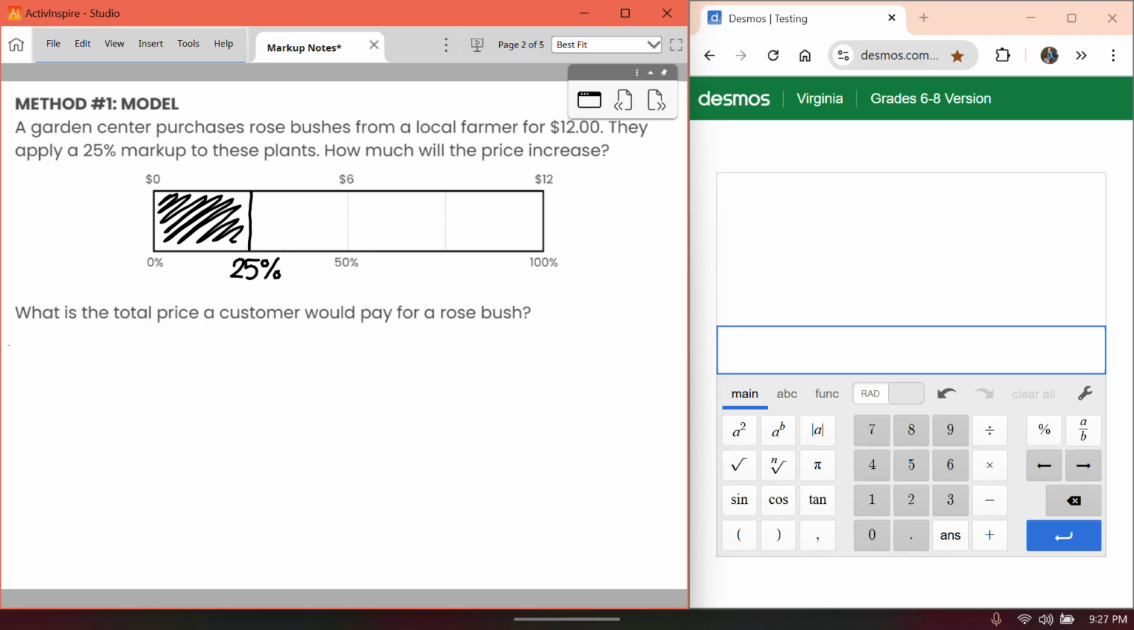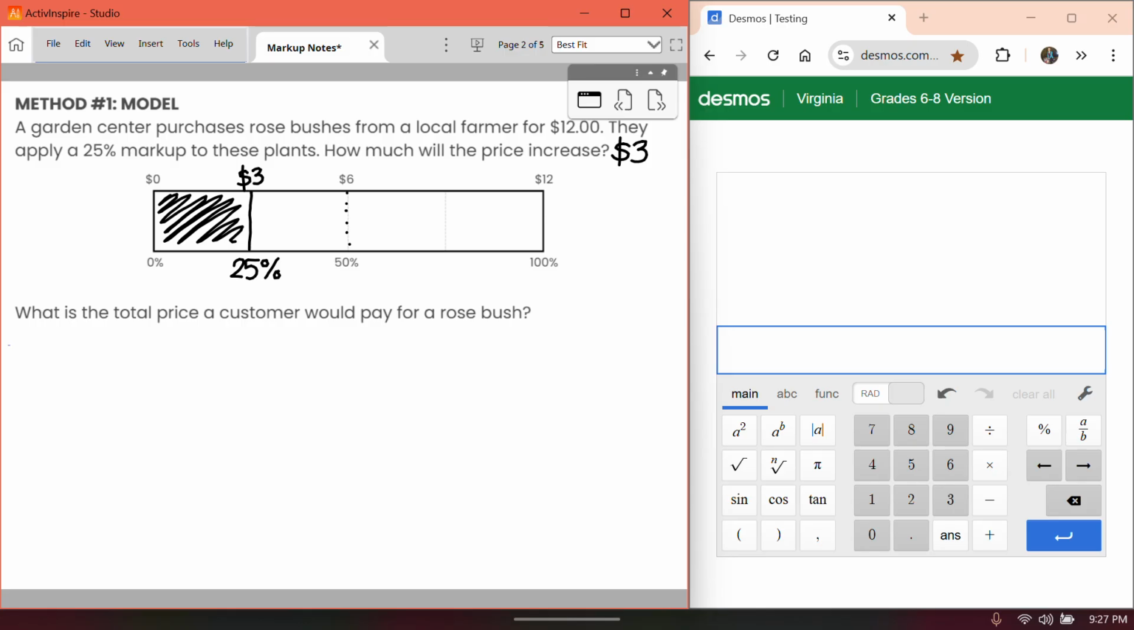That's going to be 25%. Now, I need to know how many dollars that is, but I can figure that out from the information that's given to me. If 50% is $6, then 25% is $3 because it was half of that. So to answer the question, how much will the price increase? The price will increase $3. That's how much profit the store is going to make.